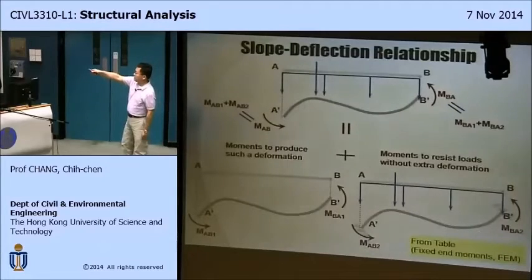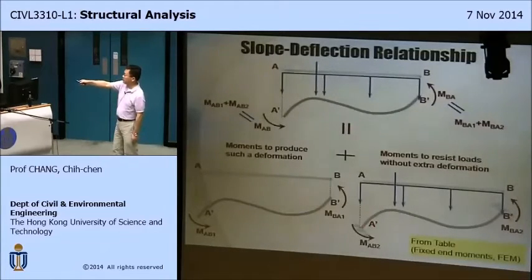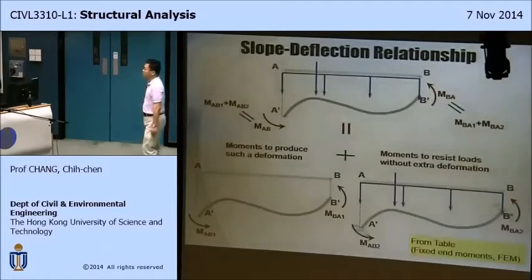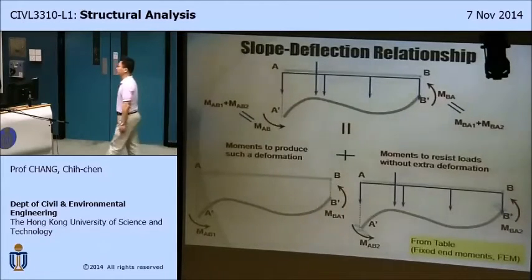Now, this case is easy. This case, we don't bother. We call this the fixed end moment because it's not further deforming the structure. So we can consider this as a clamped beam under external force. What are the reactions of the clamped beam? We call this the fixed end moment, or FEM for short.